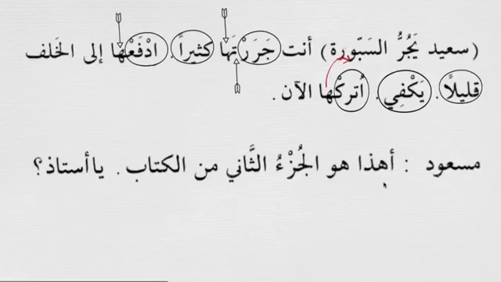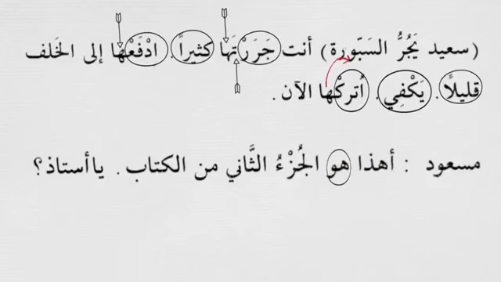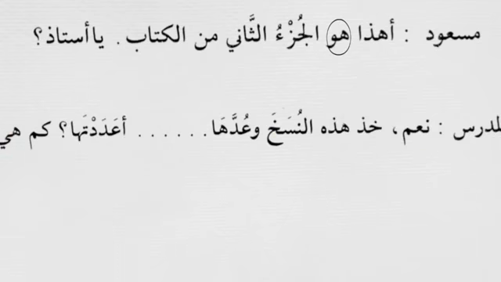So now the teacher is holding a book. Now Mas'ud looks at it and says, "Ahadha huwa al-juz' al-thani min al-kitab?" So here, huwa is just for emphasis, like a little bit of an element of surprise, you can say. So this is it? The second part, al-juz' al-thani. See, the second edition, juz' min al-kitab, part of the book.